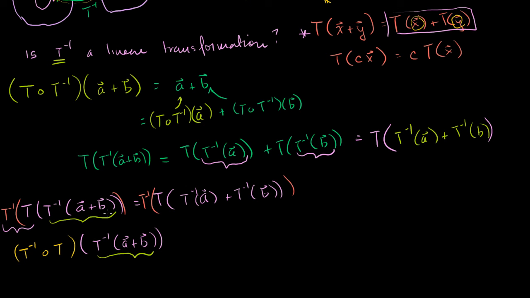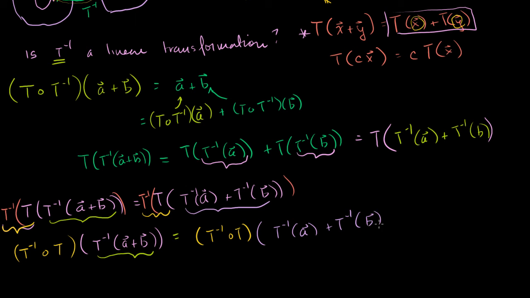And so that is going to be equal to the composition of T inverse with T. So I'll write it in the same color. The composition of T inverse with T, that's this part right here, which is very similar to that part right there, of this stuff right here, of T inverse of A plus T inverse of the vector B.